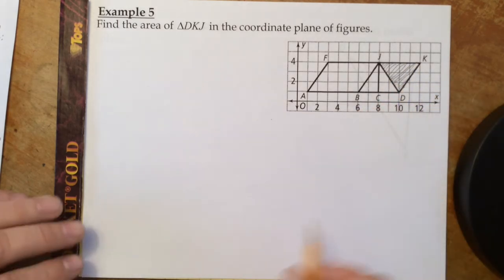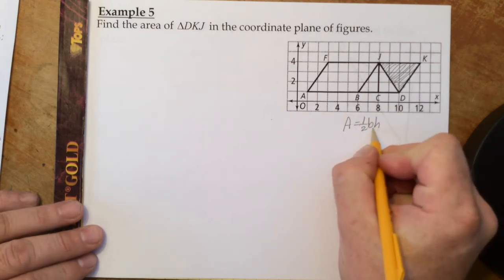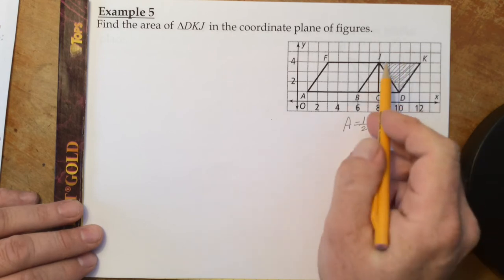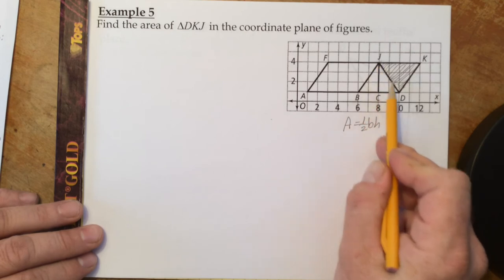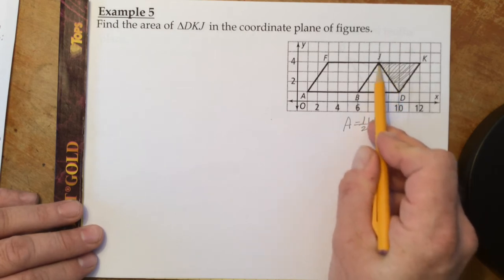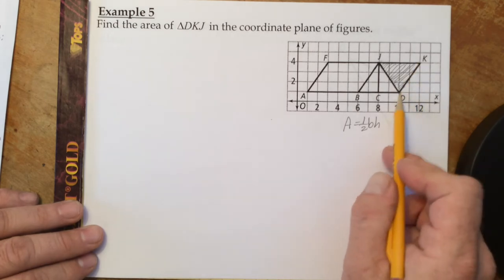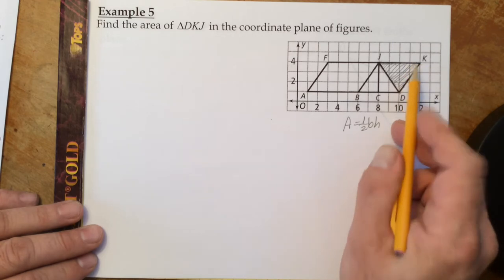We need the area of a triangle, which is 1/2 base times height. Base and height are always perpendicular. The most obvious base to use here would be JK, because if we use JD or KD, we're going to have to find the length using the distance formula. So it's going to be a lot easier to use JK and use the ruler postulate.